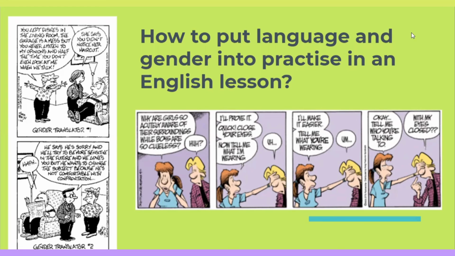The second one says, he says he's sorry and he'll try to be more sensitive in the future. And he loves you, but he wants to change the subject because he's not comfortable with your confrontation.